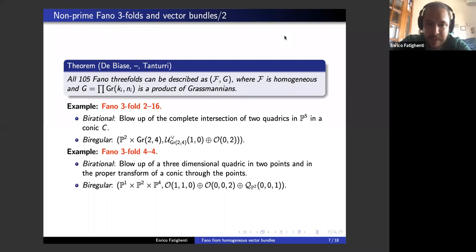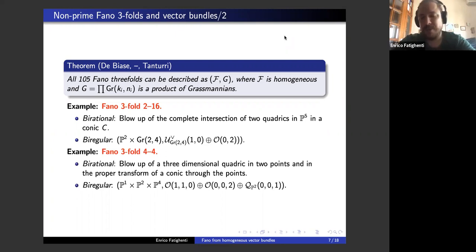Okay, and in order to perform our description, you take as ambient variety a quite simple variety. So you take P2 times the Grassmannian G(2,4), which in fact is a quadric in P5. And then you take this very simple vector bundle. So you take another quadric, which is only on the Grassmannian G(2,4). This is just a simple line bundle. And then you want to take the rank 2 tautological bundle on G(2,4), and you want to twist it by O(1) on P2. Okay. And the interesting part is actually to prove that this birational and this biregular description agree for all elements, for all Fano in these families.